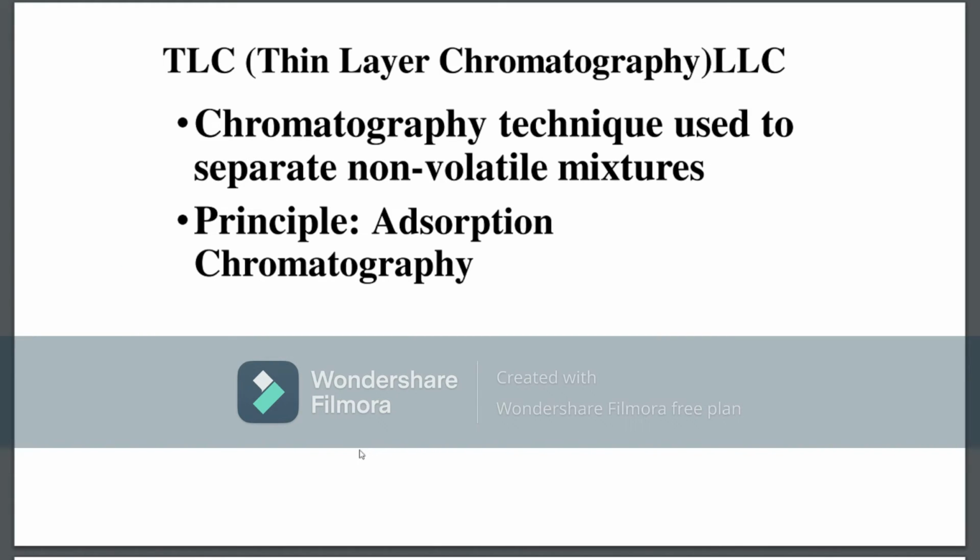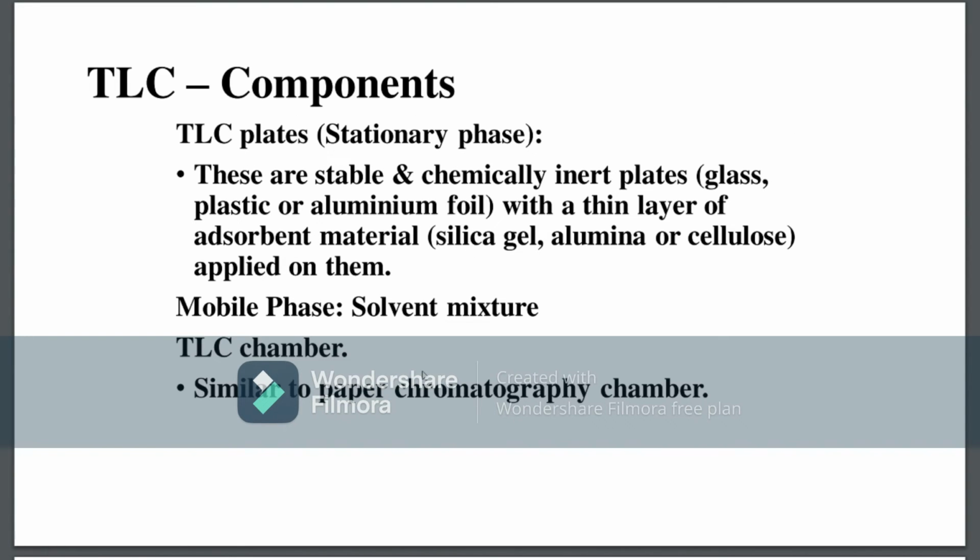Thin layer chromatography is an example of a liquid chromatography technique used to separate non-volatile mixtures. The principle is adsorption chromatography. You should know that TLC is based on this principle. Components: the TLC plate, acting as the stationary phase. These are stable and chemically inert plates. We can use glass, plastic, or aluminum foil, with a thin layer of adsorbent material. That can be silica gel, alumina, or cellulose, applied on them.